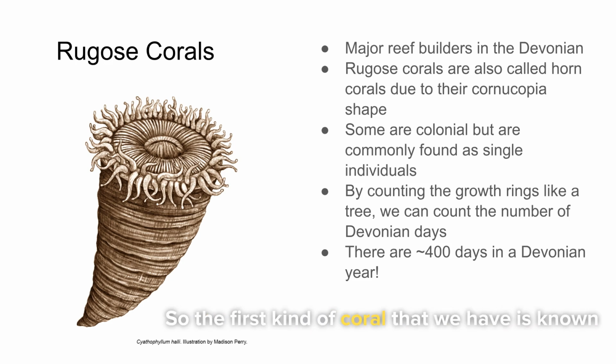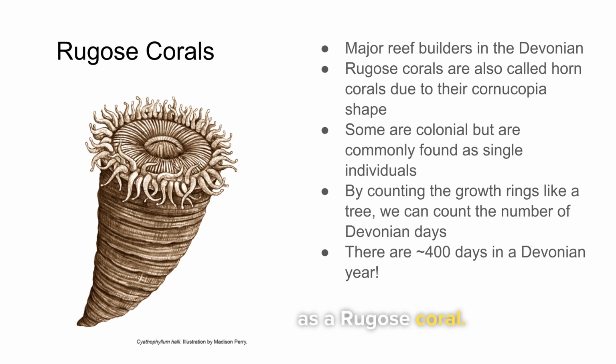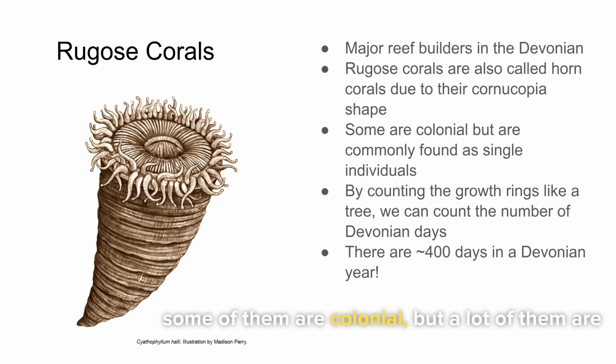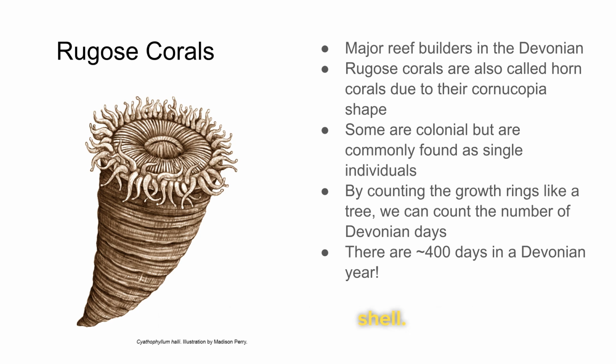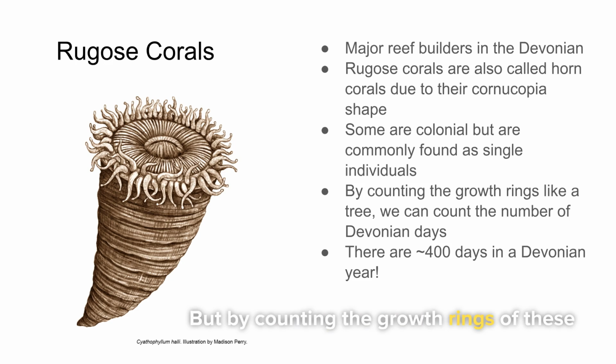The first kind of coral that we have is known as a rugose coral. These are also known as horn corals due to their cornucopia shape. It looks like a bison horn, right? Some of them are colonial, but a lot of them are commonly found as single individuals like the one on the screen. They look sort of like a sea anemone with a shell. But by counting the growth rings of these rugose corals, like that of a tree, we can actually count the number of Devonian days. So we know back during the Devonian period, the Earth actually spun a lot faster, and there were about 400 days in a Devonian year.